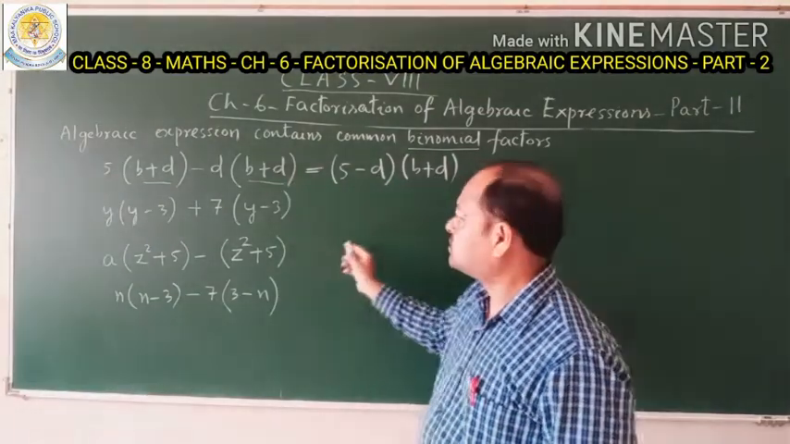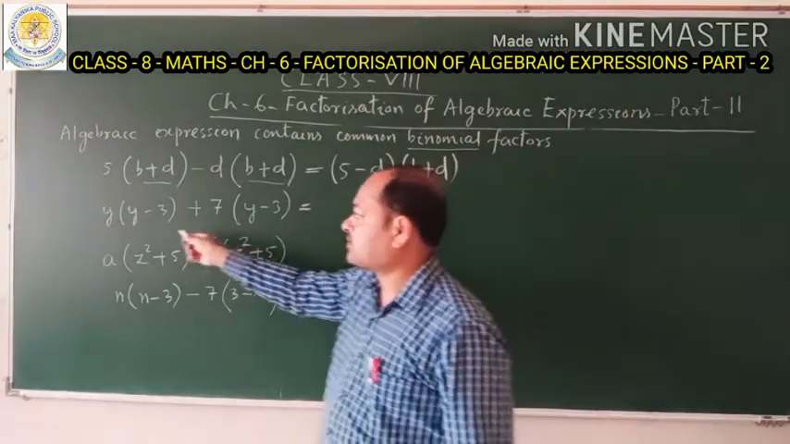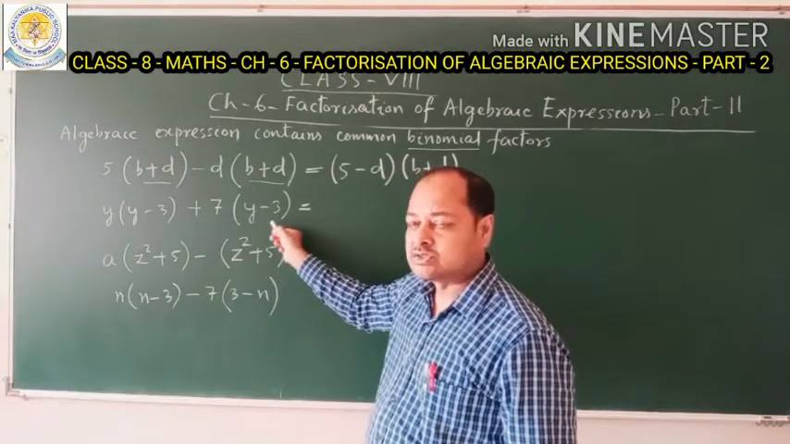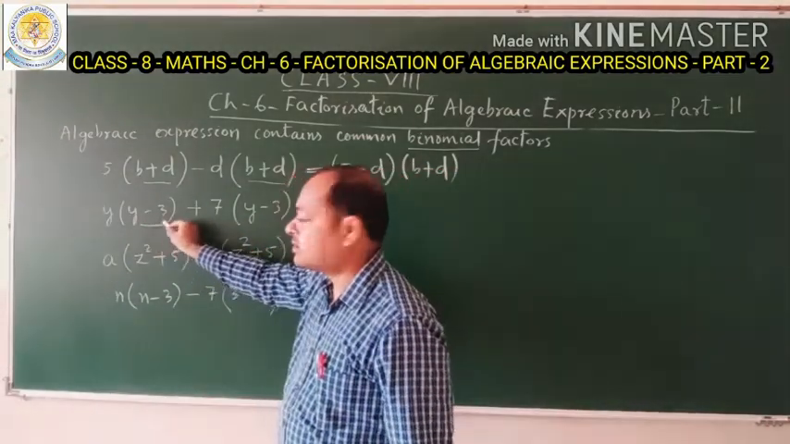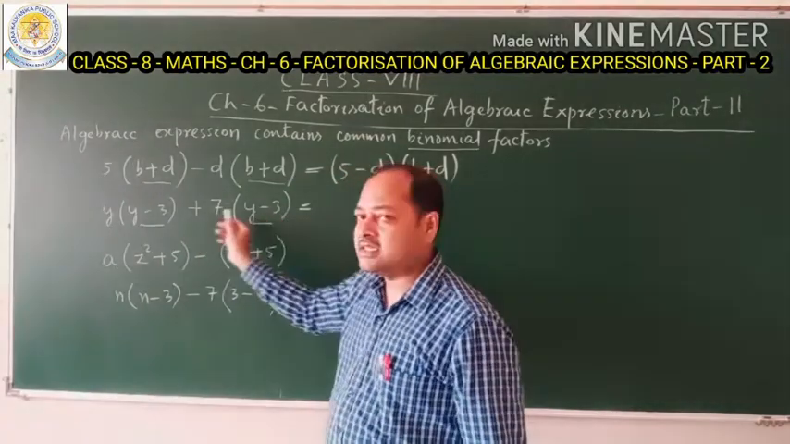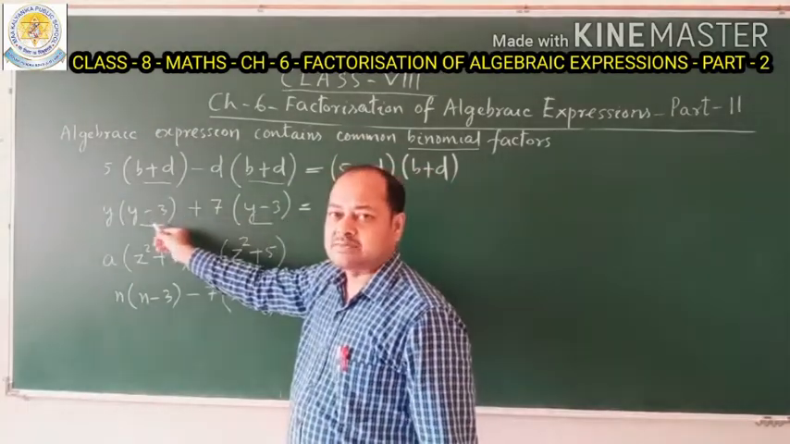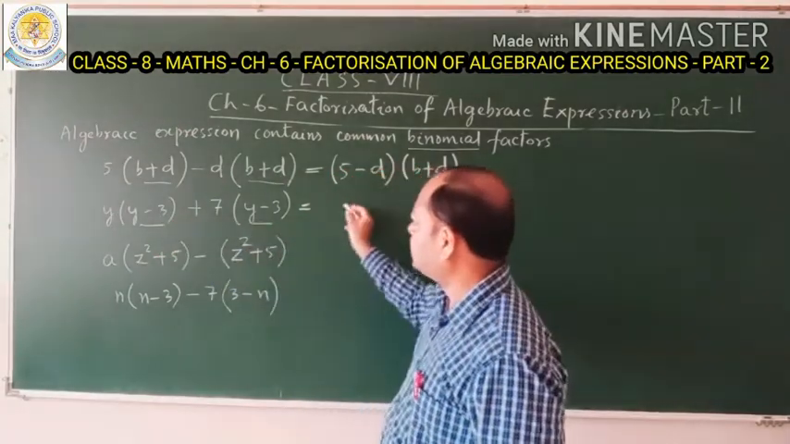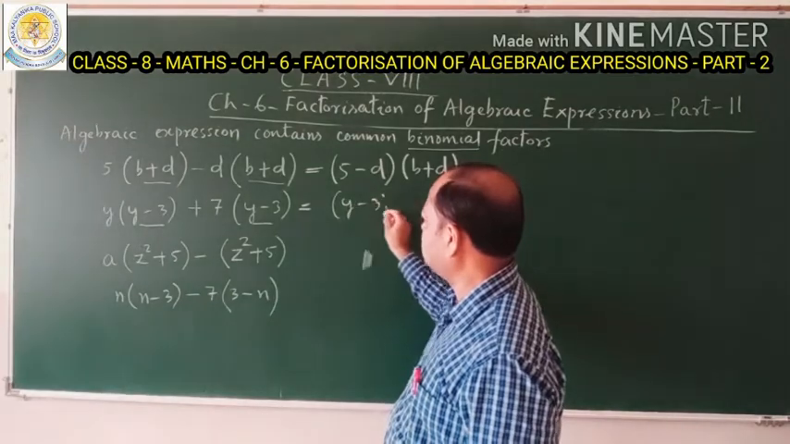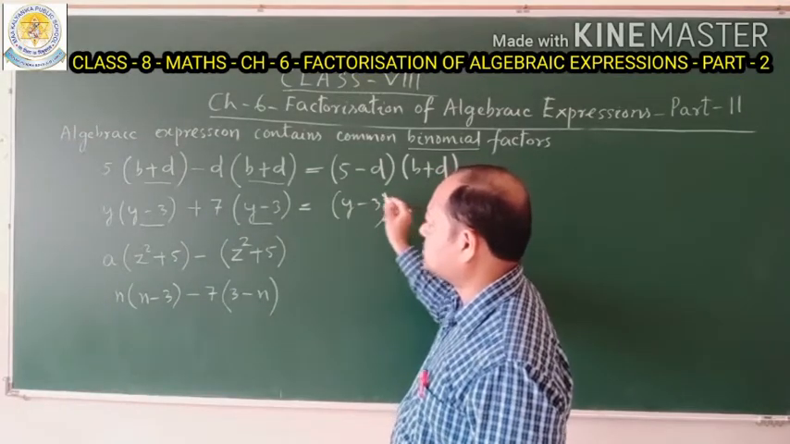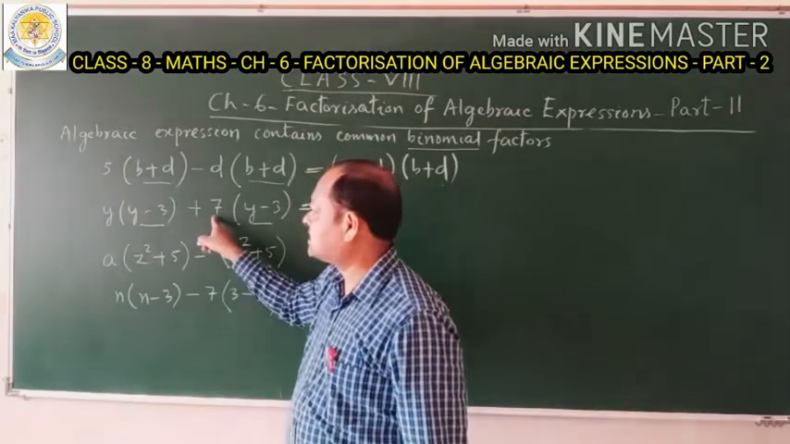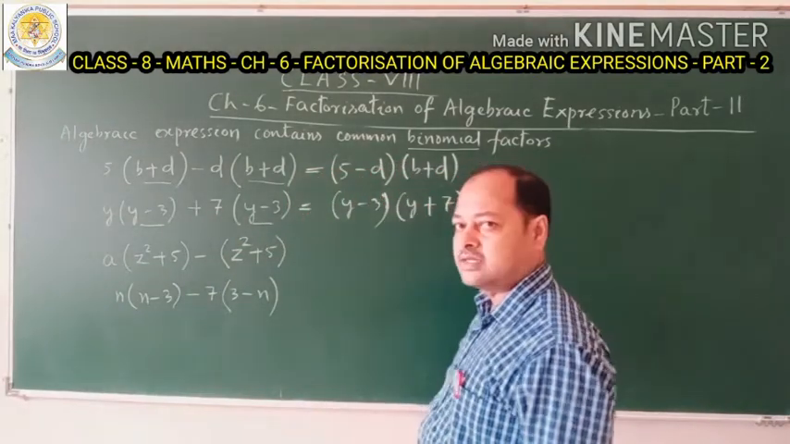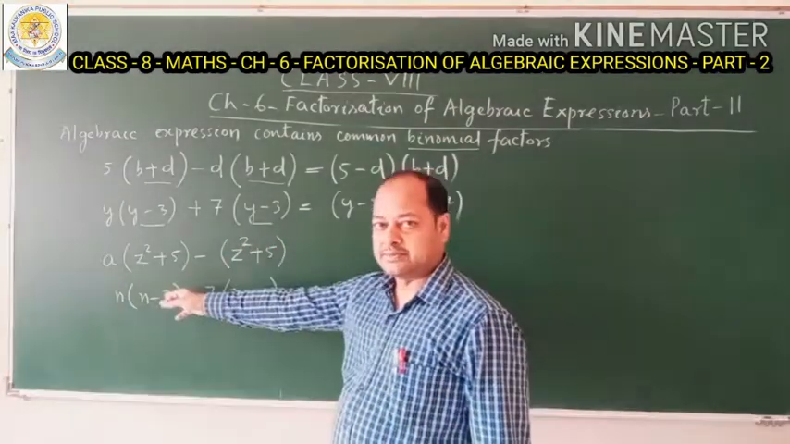Look at the second example here: y into y minus 3 plus 7 into y minus 3. What is common here? We see that y minus 3 is common in both parts of this expression. So you can write y minus 3, and since the sign of y is plus and 7 is also plus, the other factor is y plus 7.